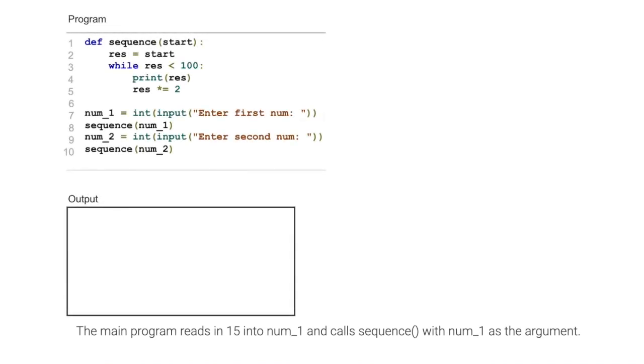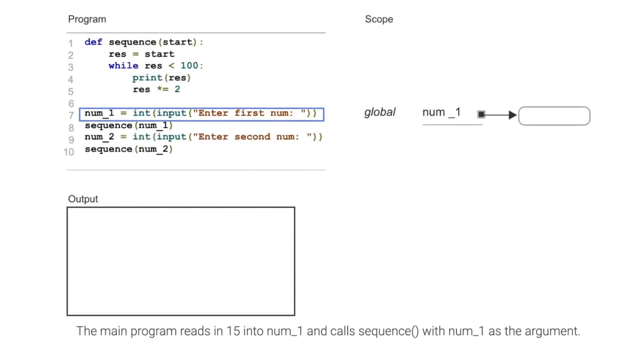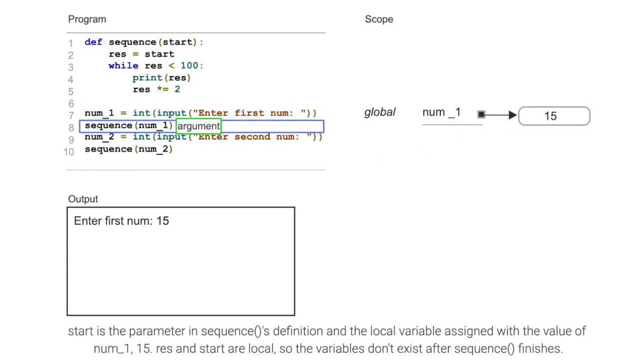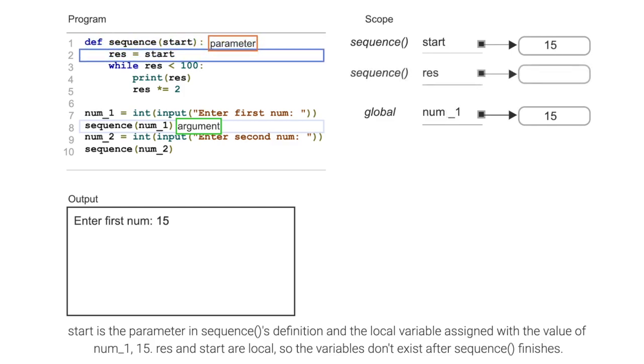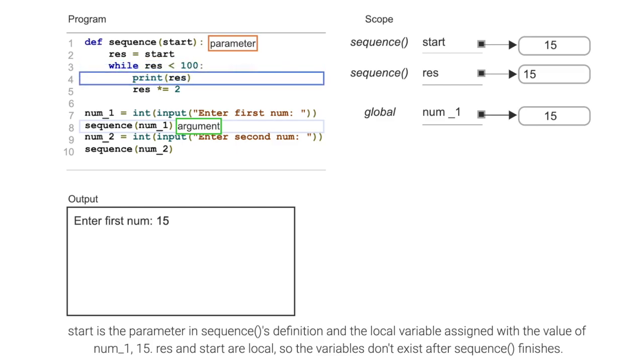The main program reads in 15 into num1 and calls sequence with num1 as the argument. Start is the parameter in sequence's definition and the local variable assigned with the value of num1, 15. Res and start are local, so the variables don't exist after sequence finishes.